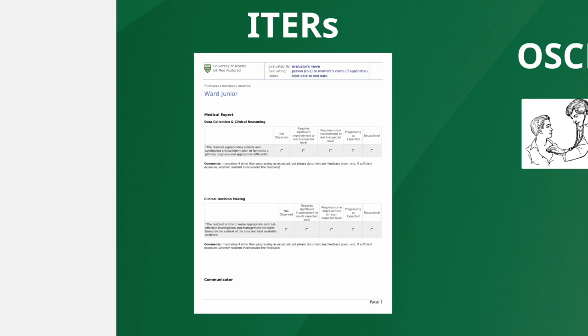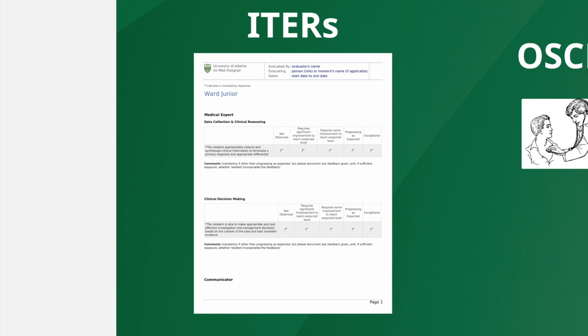Now, there are problems with ITERs. First of all, we've had a problem locally, and this has been nationally and around the world, where ITERs can get to be very long. And with that, you get rater exhaustion, and then you end up having this phenomenon where people circle all threes, all fours, all fives, without even really reading what the scales mean.